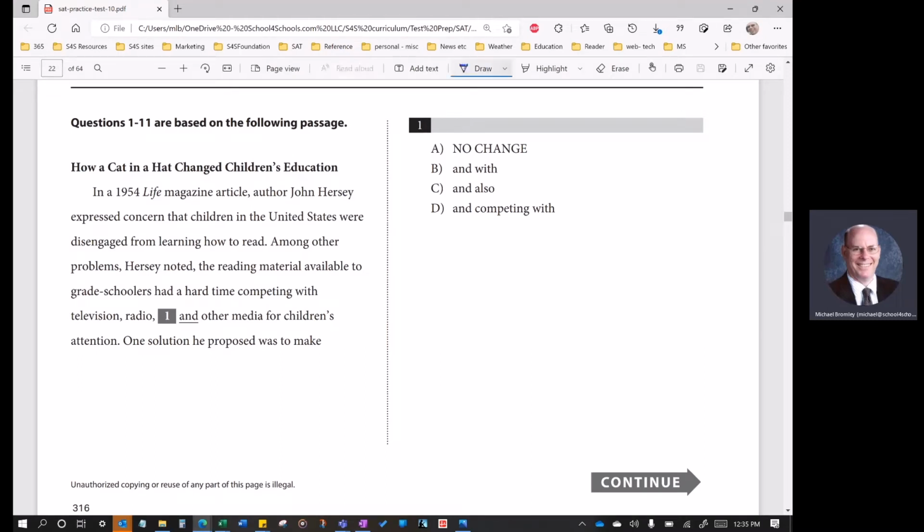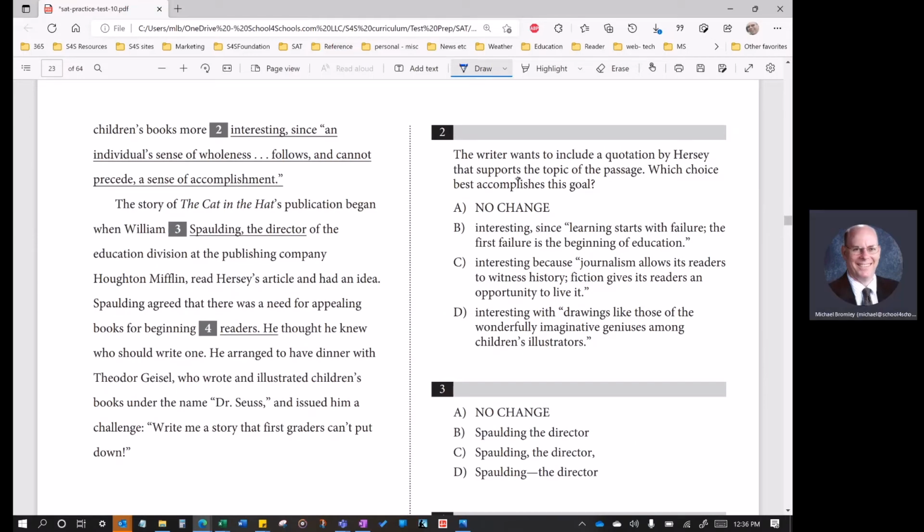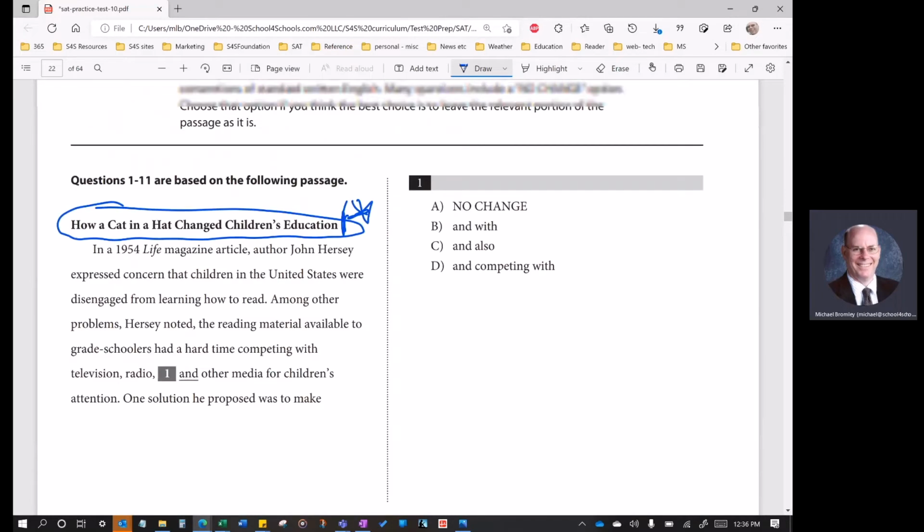Now, before we look at anything here, I just want to reinforce the idea that you have to pay attention to the titles. It's the closest we'll come to a thesis statement, the closest we're going to get to a general idea about what this passage is about. These passages are heavily edited, and they're all formatted according to the test. So this is where we get an idea. When we answer a question like number 2 here, which is about supporting the topic of the passage, guess what? This is the topic of the passage right here. It's about children's education and The Cat in the Hat.